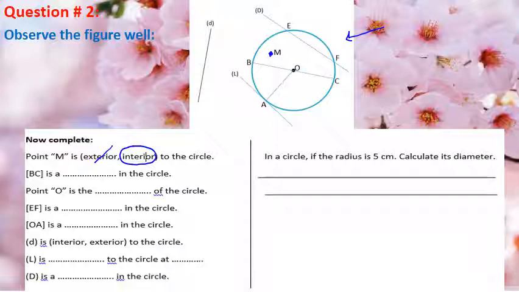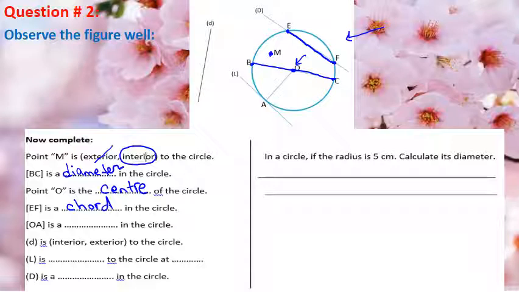Now segment BC. If we look at segment BC, we can see a line passing in the center of the circle and cutting the circumference in 2 points. So BC is a diameter in the circle. Now point O represents the center of this circle. Now segment EF, we can see that segment EF cuts the circumference in 2 points without passing in the center of the circle. So EF represents a chord in this circle. It is a part of the secant inside the circle.